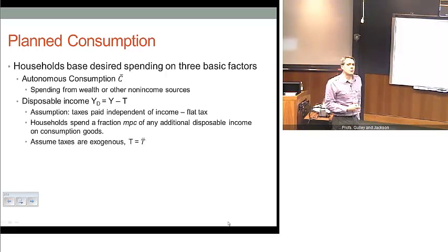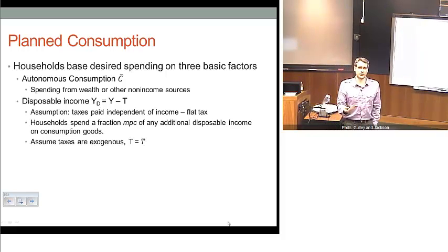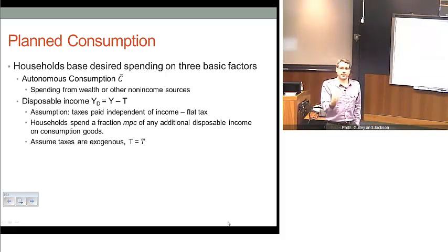A couple of quick assumptions here. We make the simplifying assumption that taxes are independent of income, so it's sort of like a flat tax. Again, that's just a simplifying assumption to make the analysis relatively simple. You can complicate it by assuming that taxes are a function of income, and it makes it slightly more complicated, but doesn't change fundamentally the results.